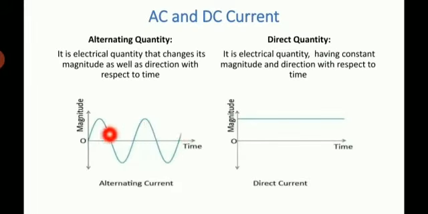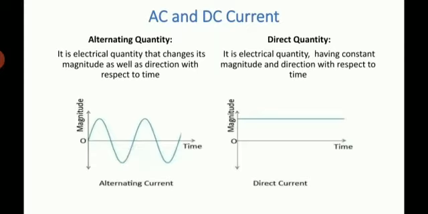So such a completion of a number of cycles in 1 second is called a frequency. In India, we have 50 Hertz frequency. That means 50 cycles get completed in 1 second. That is called a frequency. So in short, AC is an electrical quantity that changes its magnitude as well as direction with respect to time.